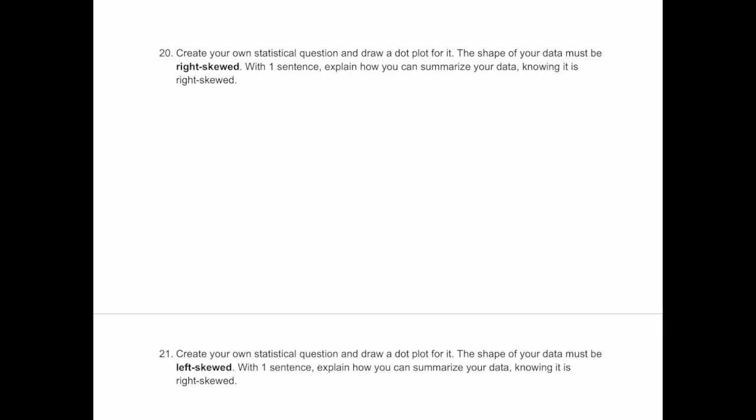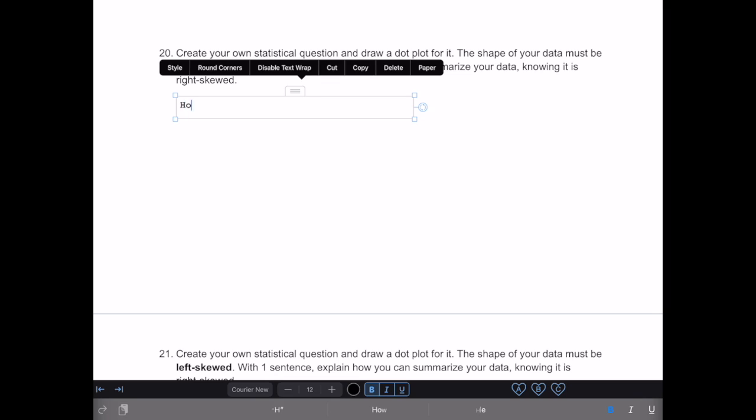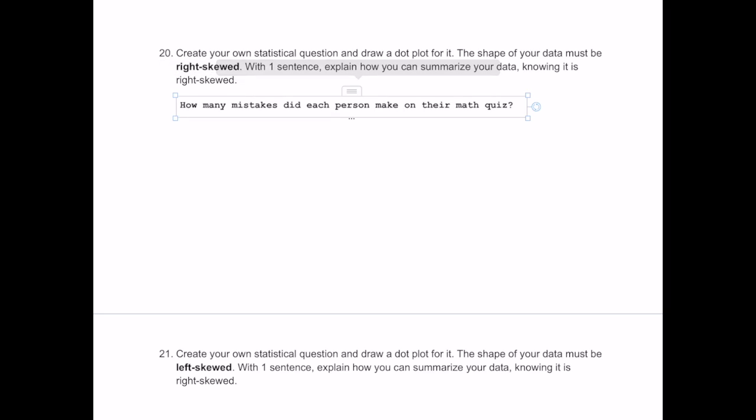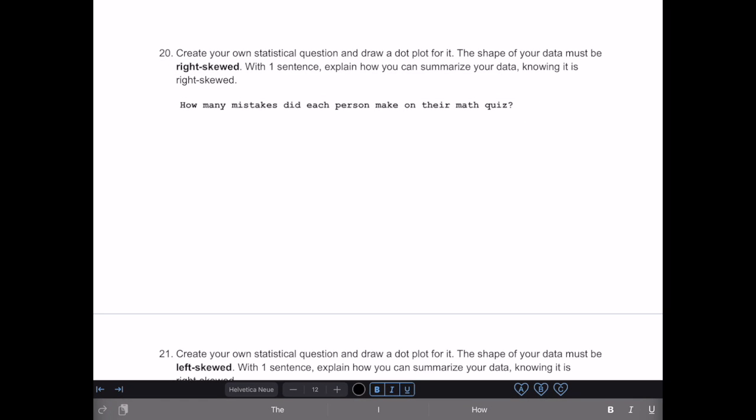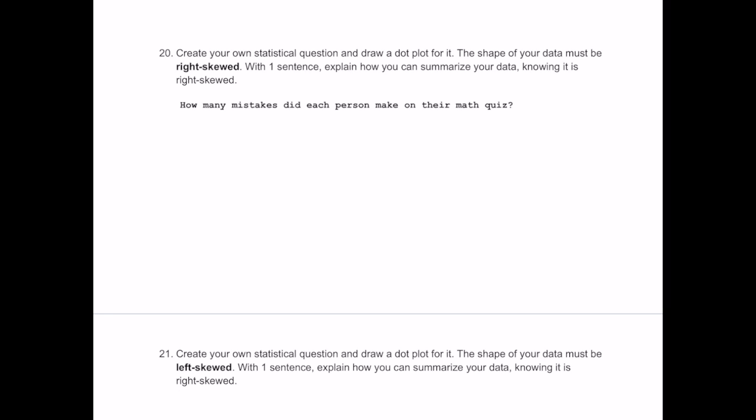Okay, so number 20 says, create your own statistical question and draw a dot plot for it. The shape of your data must be right skewed. With one sentence, explain how you can summarize your data knowing it is right skewed. So maybe for my statistical question, I'm going to say, how many mistakes did each person make on their math quiz, right? So that would be a statistical question, just because if we're asking multiple people, then we can collect data on it. So that's the question I'm going to ask, and we need to create a dot plot.